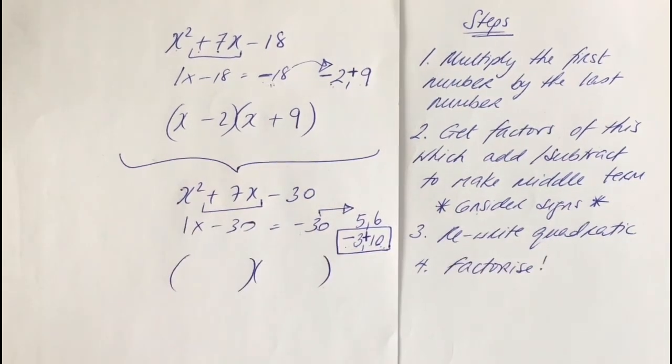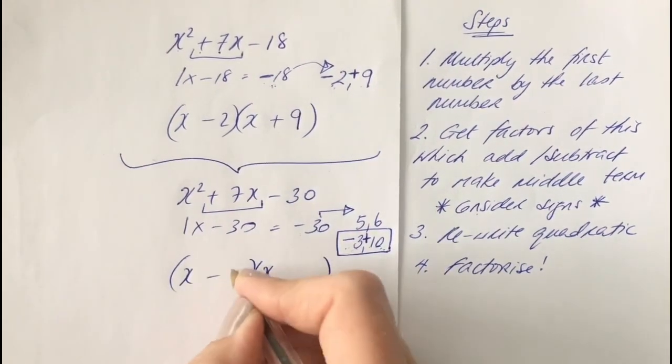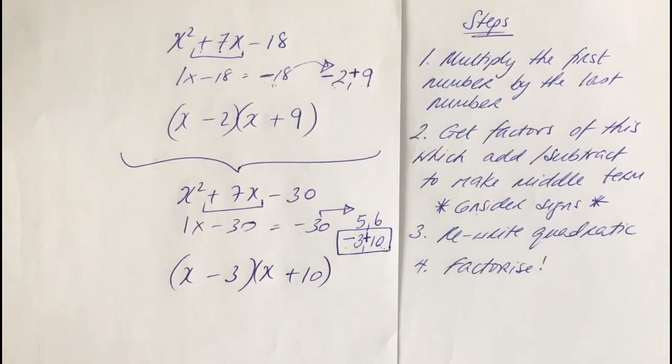Because it's an easier quadratic of coefficient 1, we can go x times x and minus 3 in one bracket and plus 10 in the other.